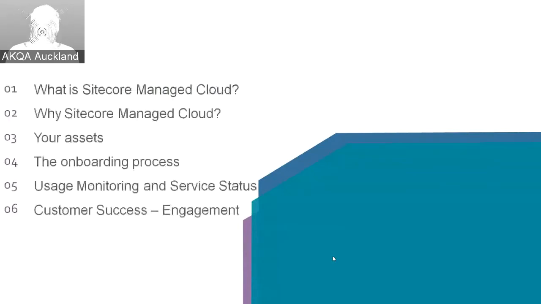So the agenda for this entire session is: what is Managed Cloud, why Sitecore Managed Cloud, basically why Sitecore plus Azure PaaS, and then what assets they are offering, the standard ones and the premium ones. Then what is the onboarding process for this offering? Then how you can monitor the service which is given by them, and what is the customer success engagement plan. So that I'm going to cover.